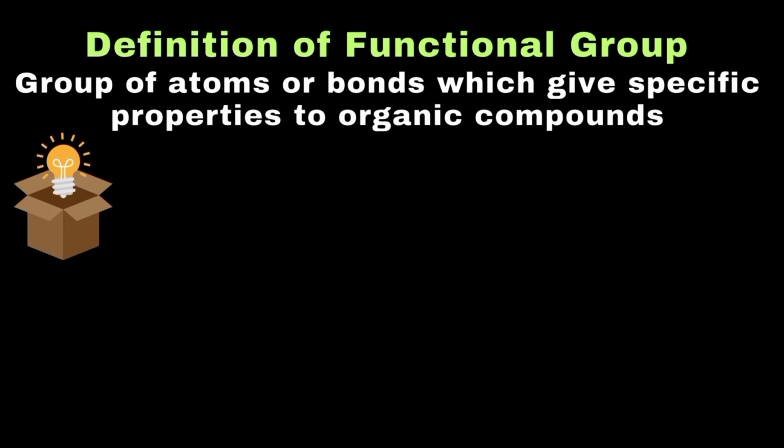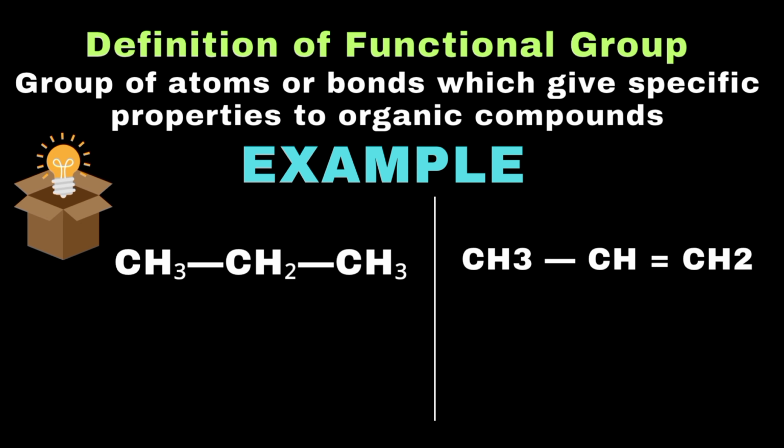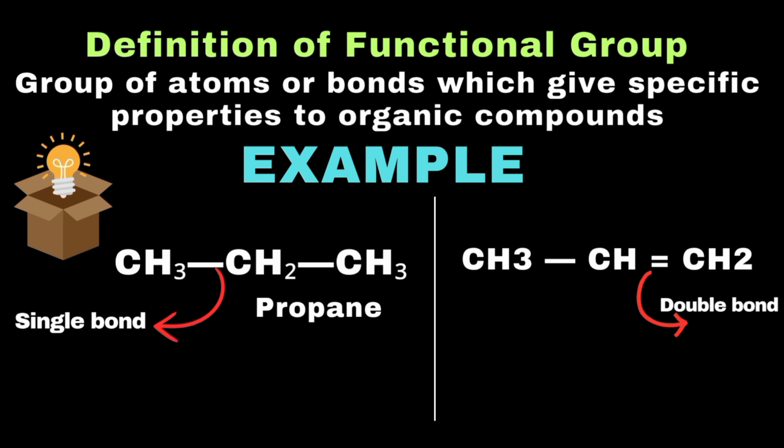To understand it deeply, let's look at these two structures. The first one is called propane because it contains a single bond and belongs to the saturated class of organic compounds. But if we look at the second structure, it also has 3 carbons, but it contains a double bond, and its name will be propene. It belongs to the unsaturated class of organic compounds.